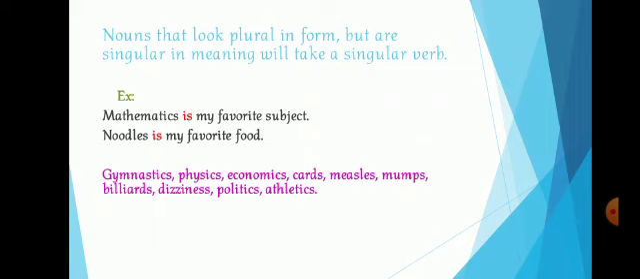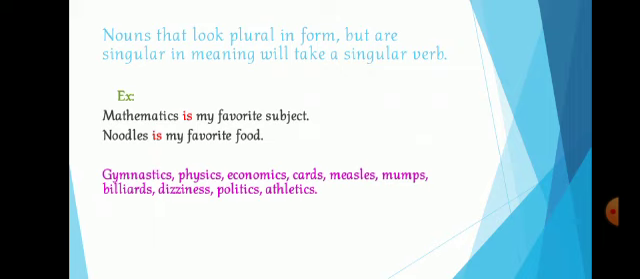Nouns that look plural in form but are singular in meaning will take a singular verb. For example, mathematics. Just take the first example sentence. Mathematics is my favorite subject. So you all know, because you all study maths, mathematics is one subject, right? There are no several things in mathematics, like several subjects. It is one subject.